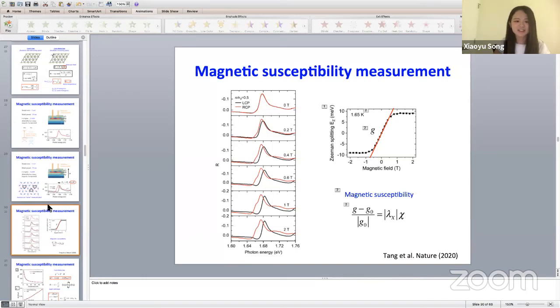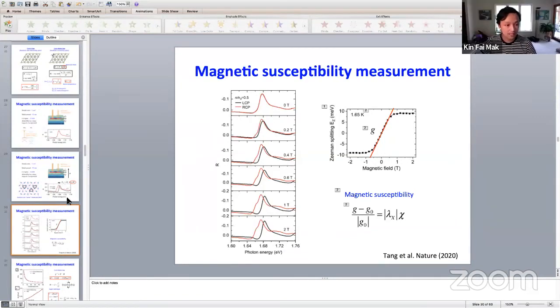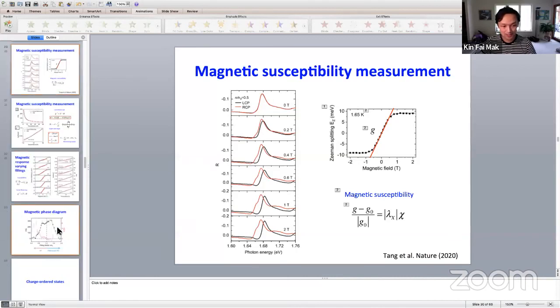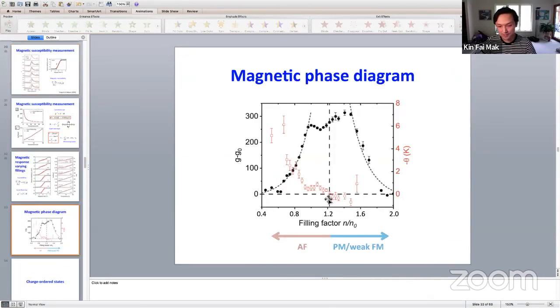Thank you. And the next question is from Shiming. Is it magnetic ordered or not ordered? Why is the critical filling factor at 1.2 rather than 1.0? So 1.0 is the Mott insulating state, right? Or actually it could be slightly more complicated. It could be a charge order insulating state, a charge transfer insulating state.